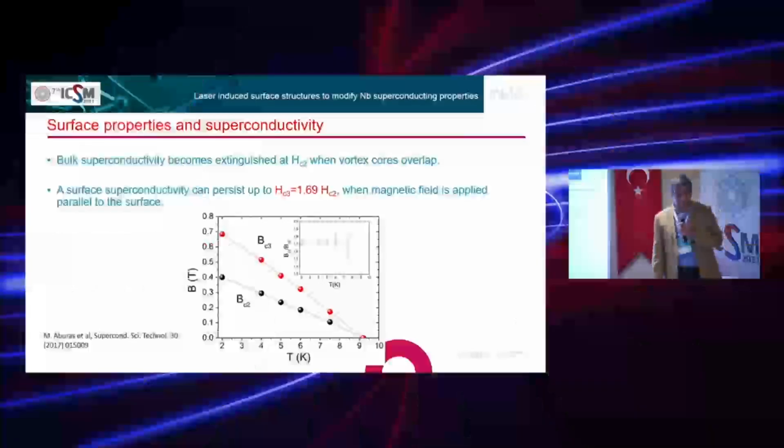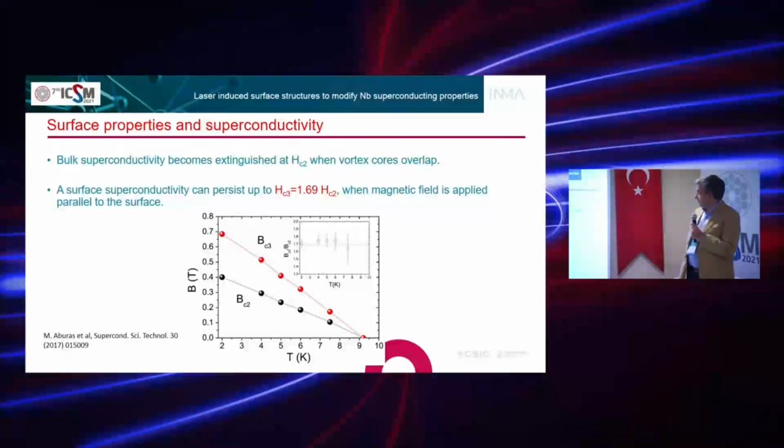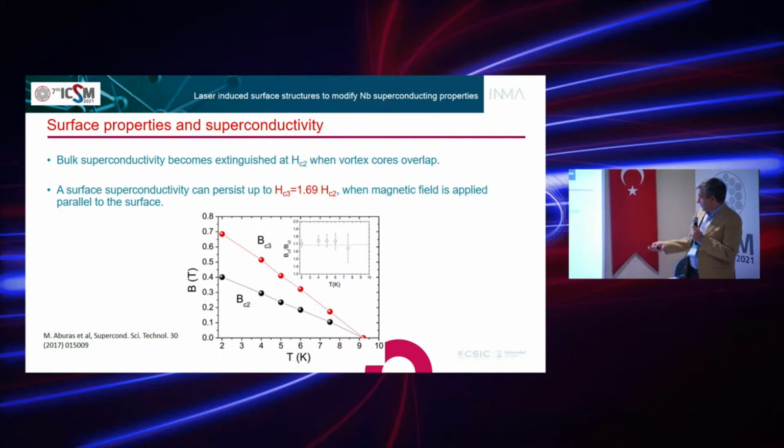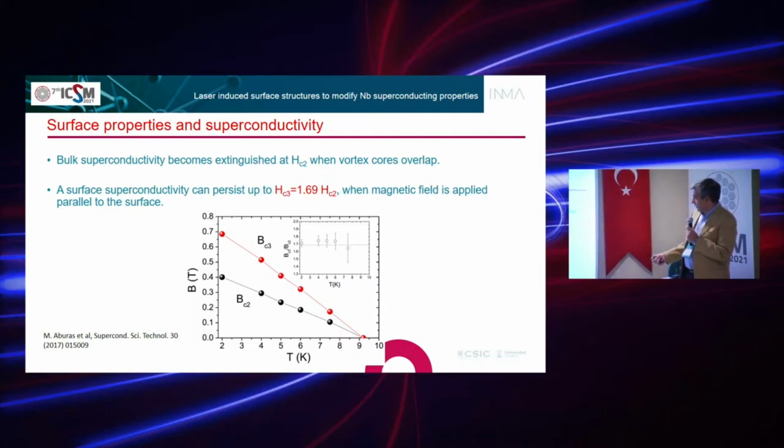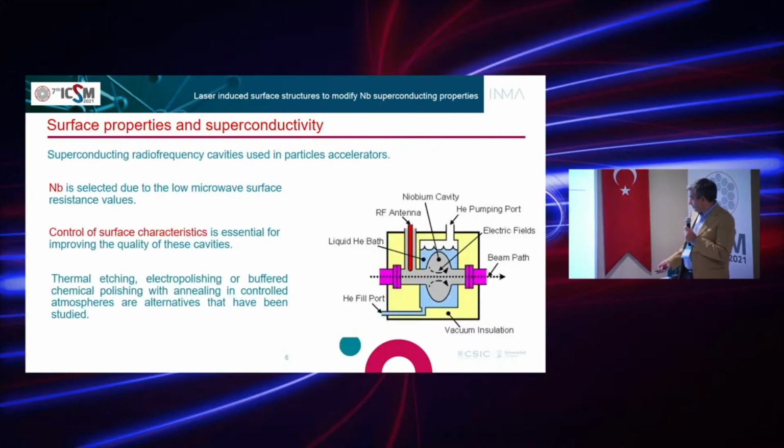Usually when you look at surface superconductivity, you can see that the bulk superconductivity becomes extinguished at Hc2, while surface superconductivity can be observed at higher fields, up to more or less 1.7 times Hc2. And here you can see the dependence of Hc3 and Hc2 in the case of niobium at several temperatures.